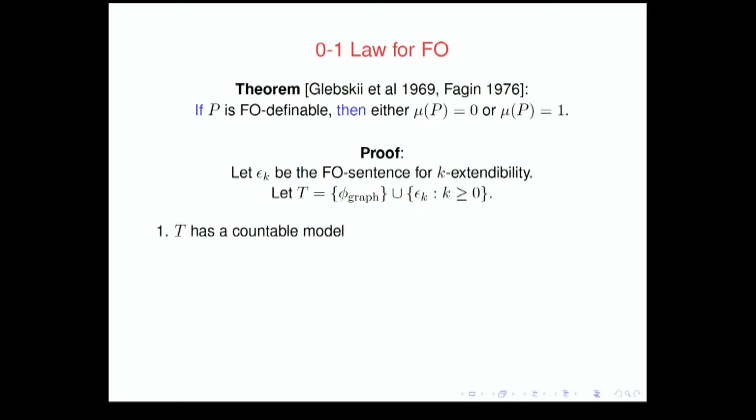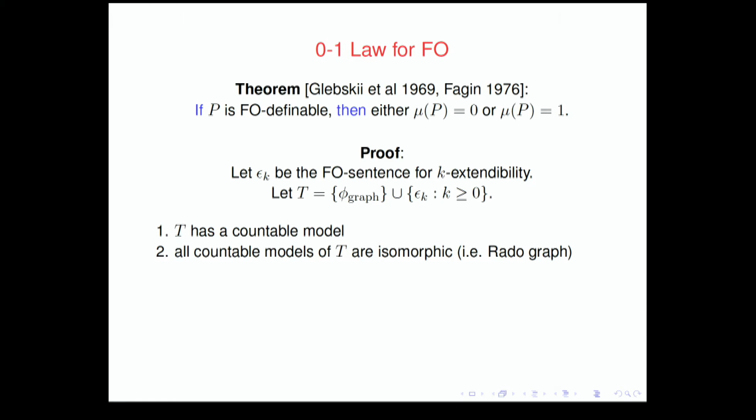There's another way, which is by using compactness. Because we just proved that these sentences have probability 1, any finite set of these is going to have probability 1, and therefore will have a finite model. So every finite set is satisfiable, so the whole thing is satisfiable by compactness. So this has a countable model, and in fact, this model is actually unique up to isomorphism.